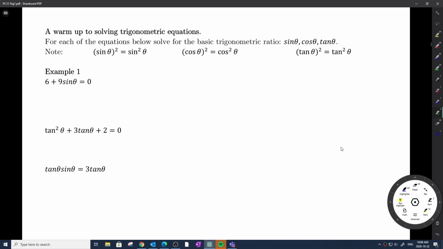Now, note that sine theta squared is equal to sine squared theta, right? Since we're squaring the ratio, we can write it as sine squared theta, and nothing happens to the angle. So really, we're squaring the ratio. When we write cos squared theta, really we mean we take the cosine ratio of theta, and then we square the ratio.